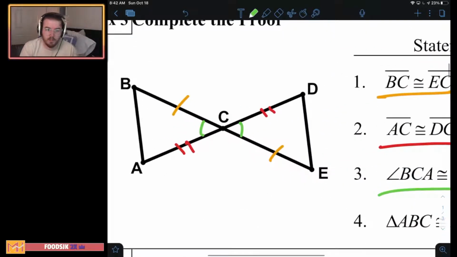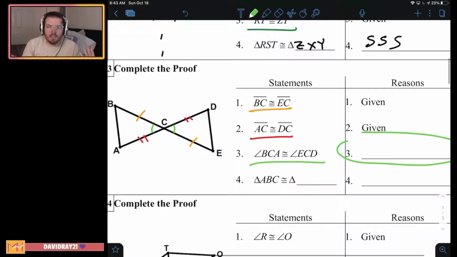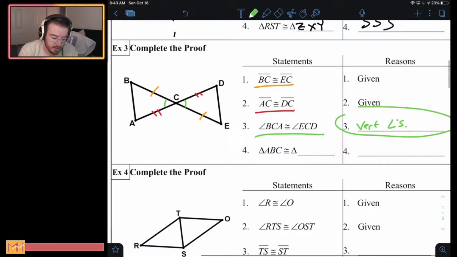What are those two? They are vertical angles. And what do we know about vertical angles? They're equal, right? They're congruent. So why can't we just look at this picture and casually say that they're congruent? Because they're vertical angles. We can say they're congruent because they're vertical angles. We know that vertical angles are congruent.